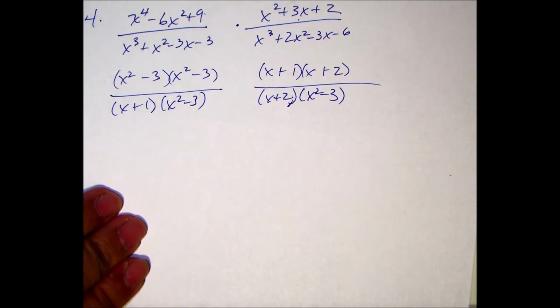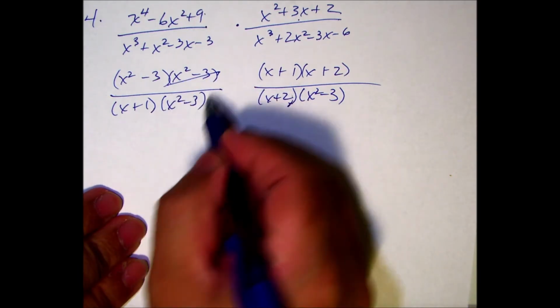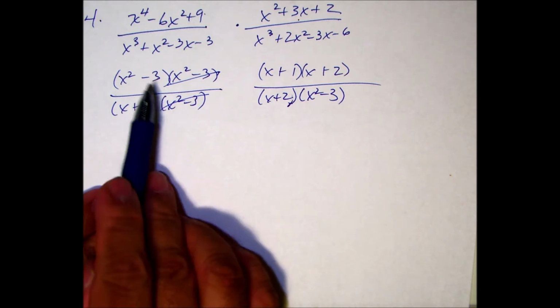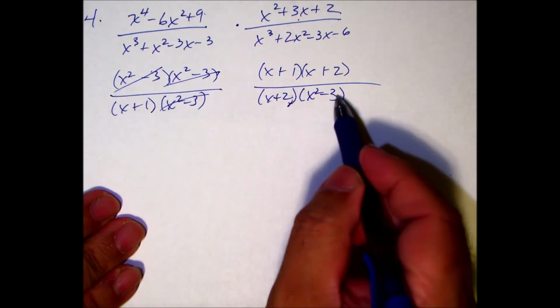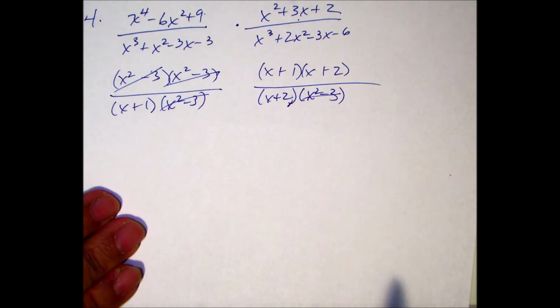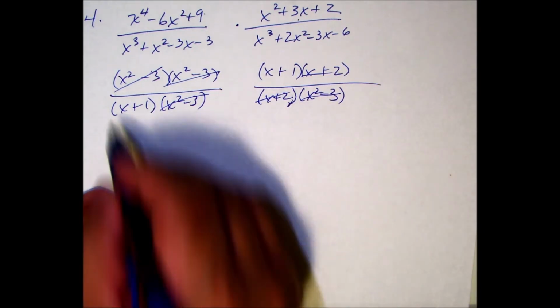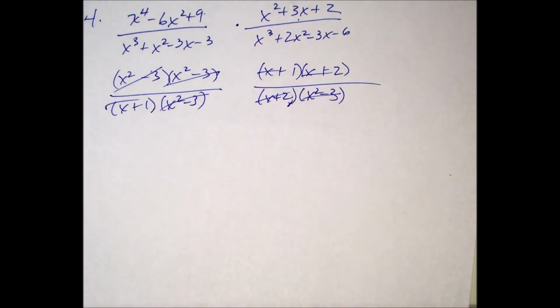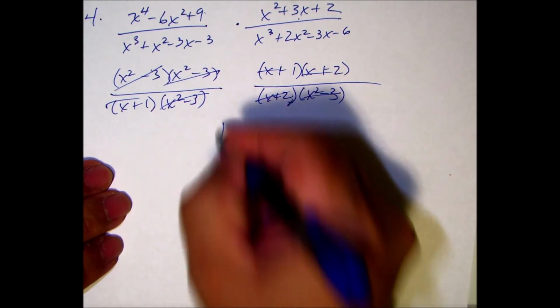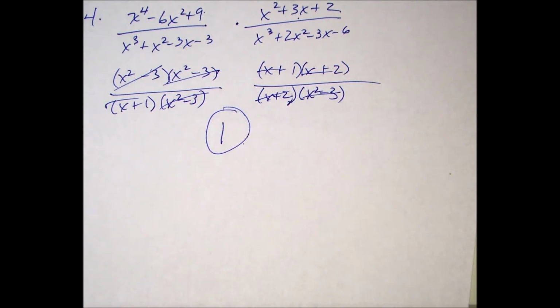Now let's do some canceling, right? So x squared minus 3 reduces. I have an x squared minus 3 over here with an x squared minus 3 over there. So that reduces. Oh goodness. X plus 2, x plus 2, x plus 1, x plus 1. Everything goes away. Now, remember this is fractions. When a fraction completely reduces, it doesn't turn to 0. It turns into 1. So the final answer is 1 for number 4.